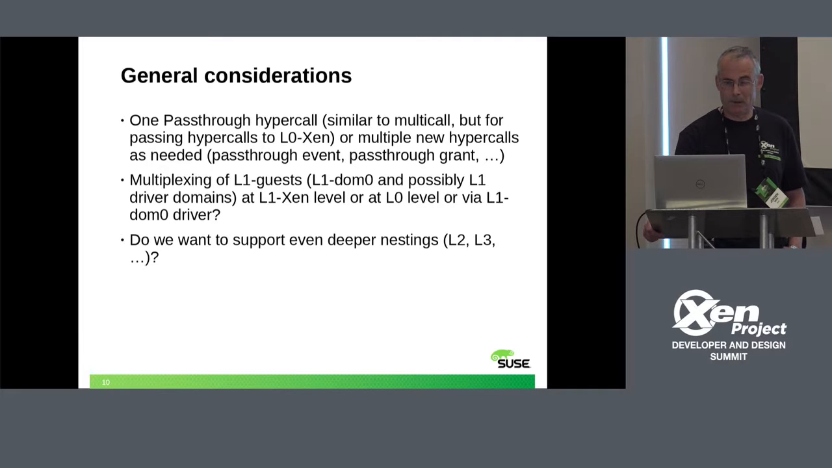And do we want to support even deeper nestings, like already asked? So do we want to have level 2, level 3, level 4 hypervisors as well? And of course, those considerations would be reflected somehow in the interfaces from the level X guests to their hypervisors.